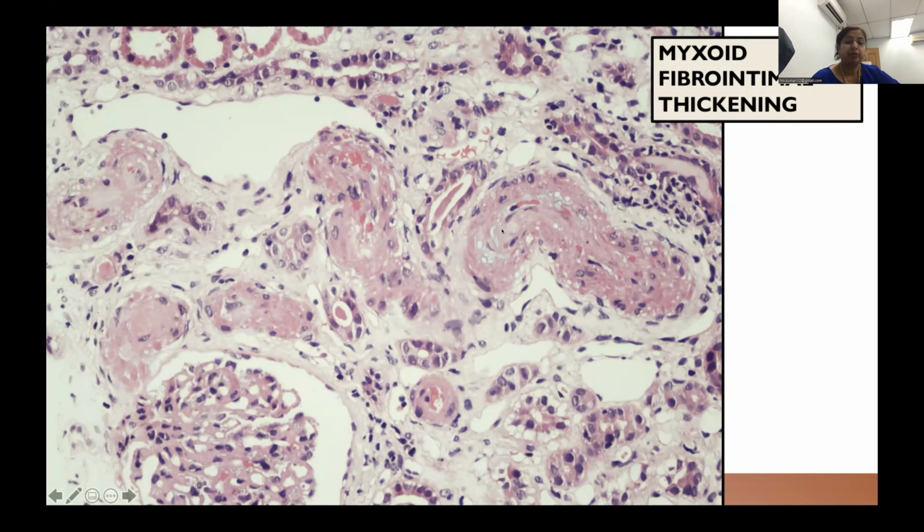If you have a fibromyxoid change and fragmentation of RBCs, they can actually occlude the vessel and form a TMA. So you can see that these vessels are almost occluded and you have an ischemic glom adjacent to it.